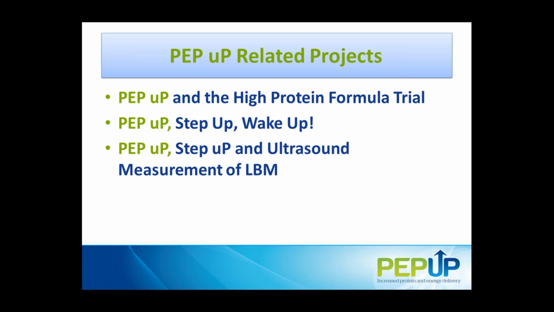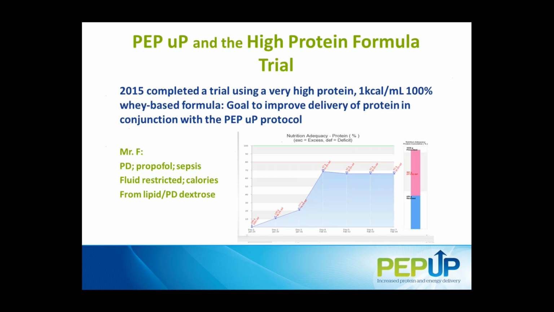And then I also wanted to highlight some interesting projects that have evolved from implementing the PEP UP protocol. The first one being PEP UP and the high protein formula trial. So if you think back to a couple of slides ago when I showed you that although we had significantly improved our delivery of calories and protein with PEP UP, we were still below that 80% target for protein. So we were invited to participate in the high protein formula trial to see if by using a very high protein formula in combination with the PEP UP protocol improved our delivery of protein.